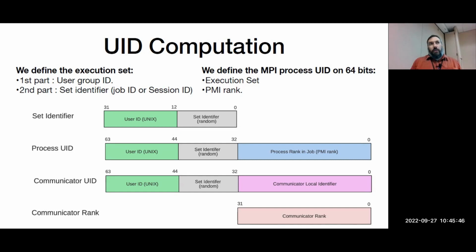Of course, the communicator rank is still the same value because that's how it is defined in the MPI standard, it's an integer. So we cannot change that. But basically, when we create a new communicator, for each process and each rank, we have just a translation table to translate the communicator rank to the global process UID. So it is really easy to identify a process.